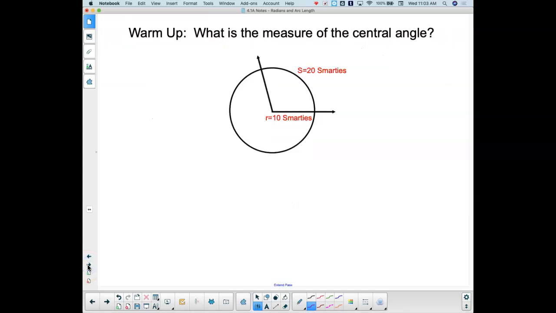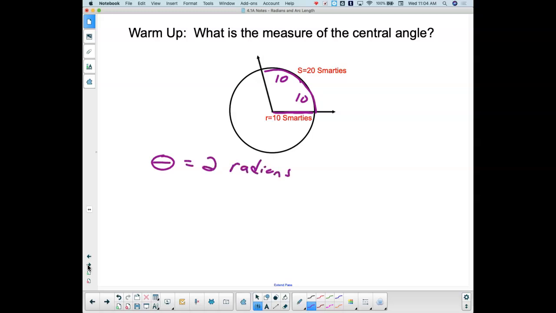All right, so now we have a warm-up. What's the measure of the central angle? 10 Smarties for our radius, 20 Smarties for our arc length. Correct, 2 radians. Hopefully you had that right, because if the radius is 10, then there's a 10 and another 10, so that gives us 2 radii along that arc. So my angle is 2 radians.